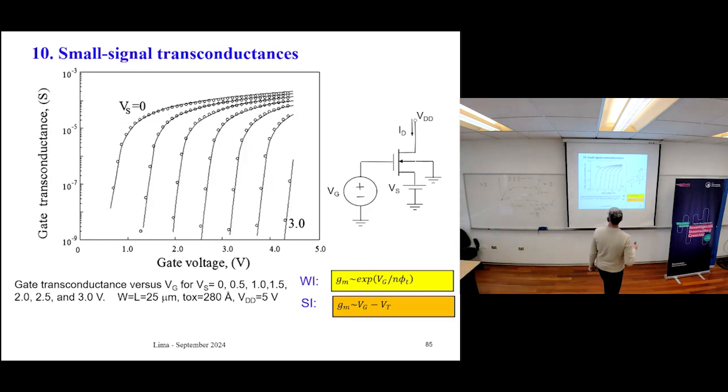This picture represents the gate transconductance for several values of VS. This axis is the gate voltage. The circuit that was used to measure this characteristic is this one here. You change VG. There is a switch in VG. In this case, the drain is connected to the power supply.